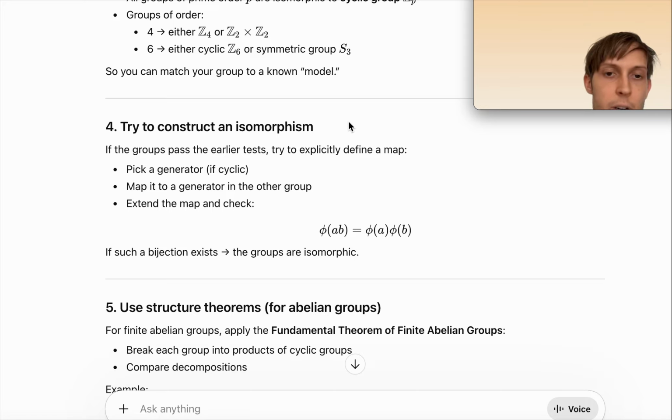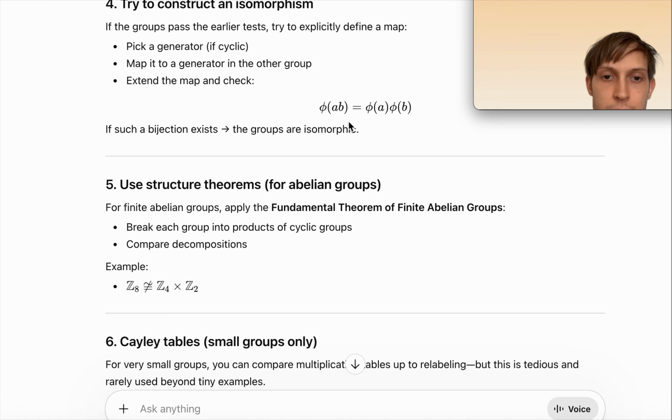If the earlier tests are passed, then we can explicitly try to define a map. Pick a generator if cyclic. But if not cyclic, we can do other things, and so on. Another thing we can do is use structure theorems for abelian groups, so find the theorem of finite abelian groups. We can break each group into products of cyclic groups and compare the decompositions.